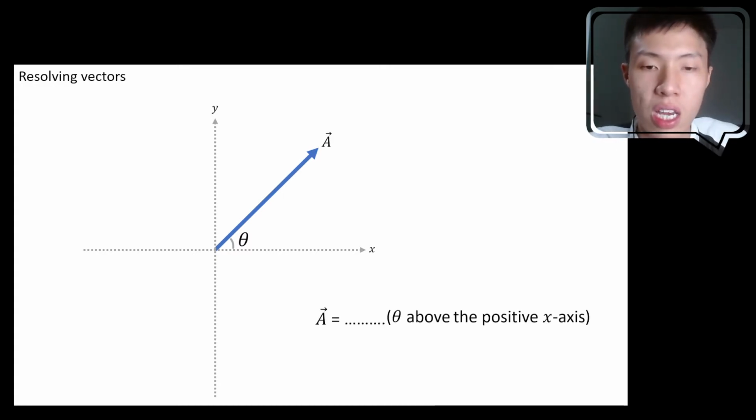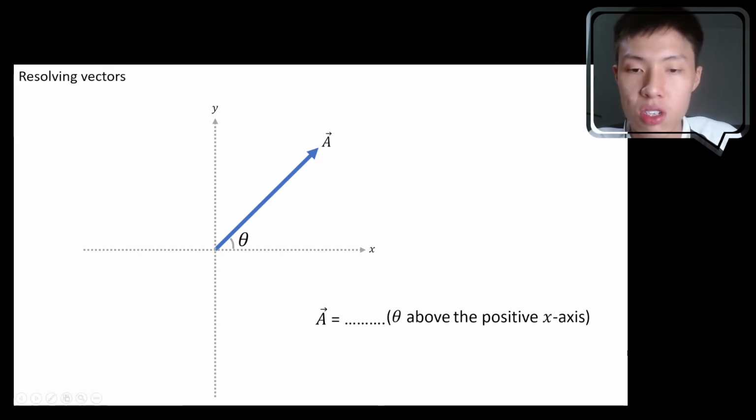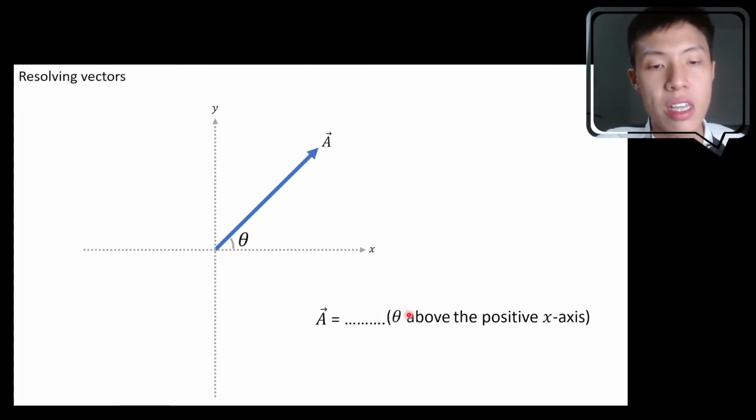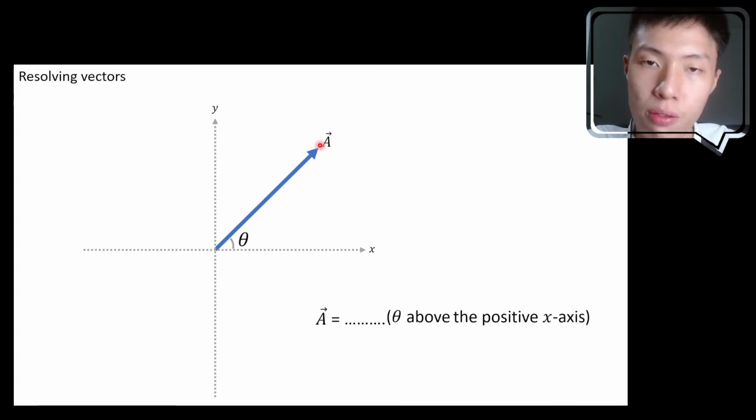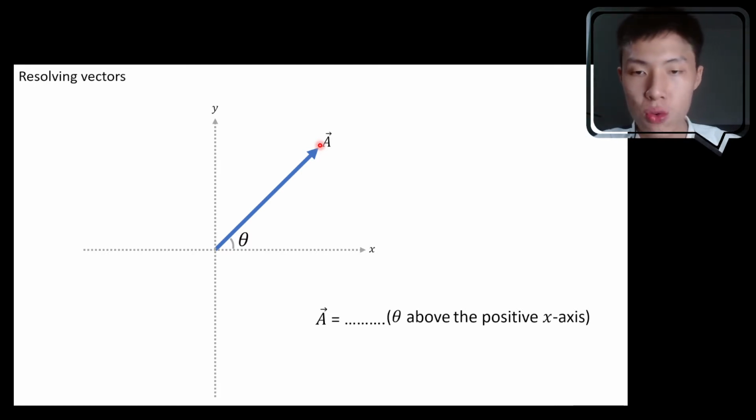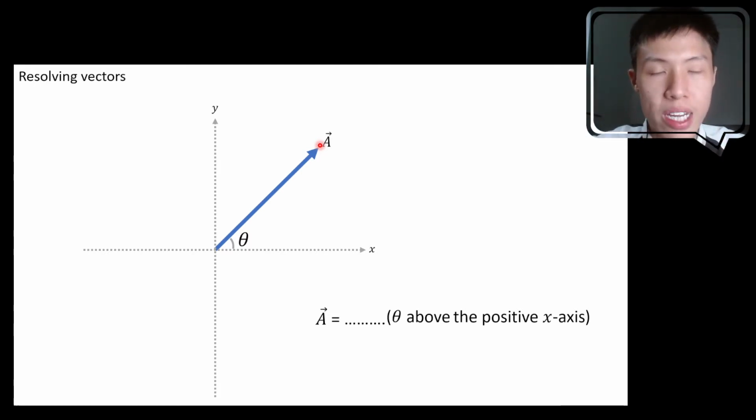If I wish to express this vector, write it down in mathematical form or express it in words, it will be something like this. So the vector A will be something, let's say 5 meter, and this is theta above the positive x-axis, like what we discussed in the videos where we learned how to express the direction of vectors.